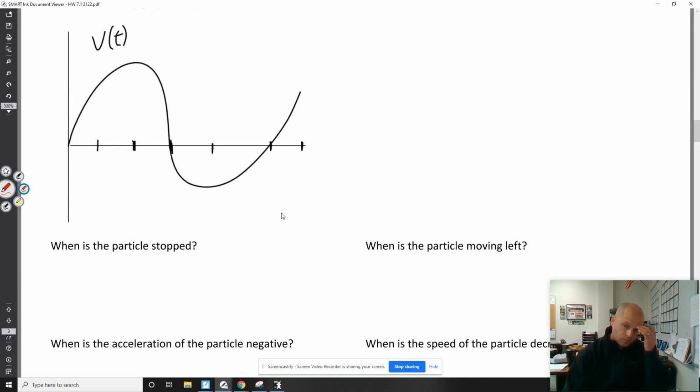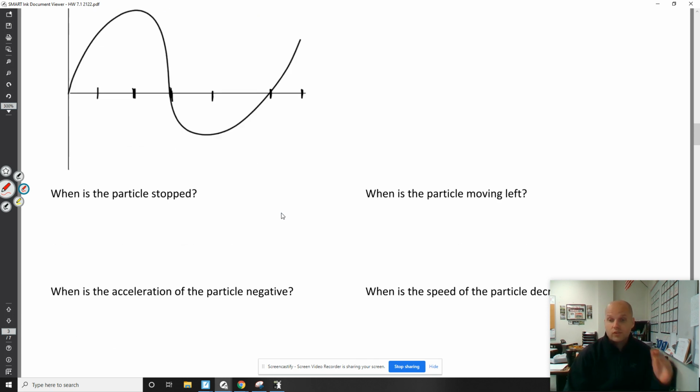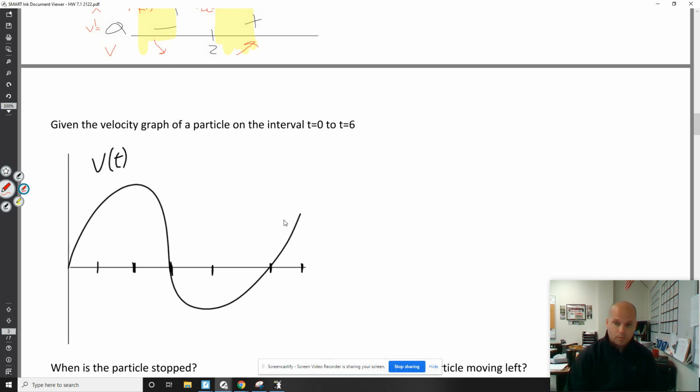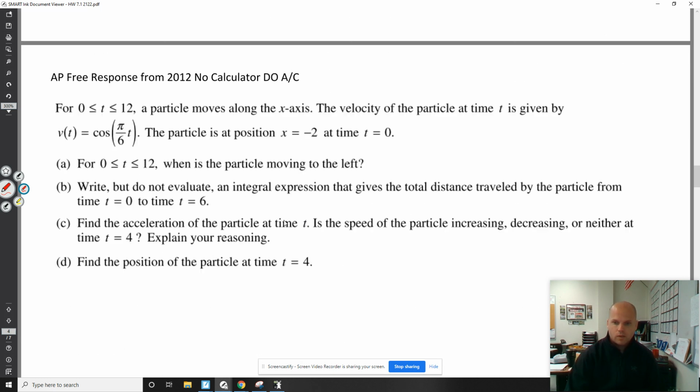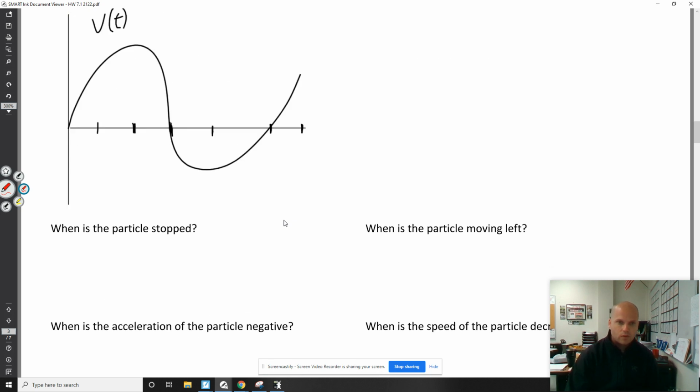Okay? Now, I'm going to do these questions two different ways. And these are very important questions because most of the remainder of the graphs and equations given to us always start with, here's velocity. How's my particle moving? Where do I end up? Stuff like that. So starting with velocity is very important to understand.